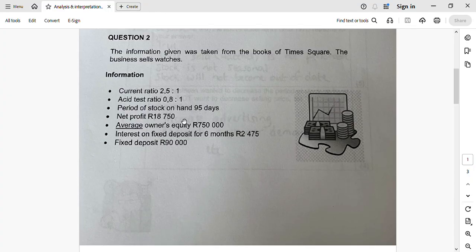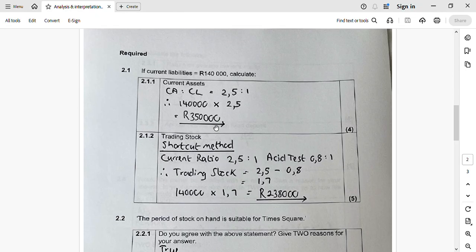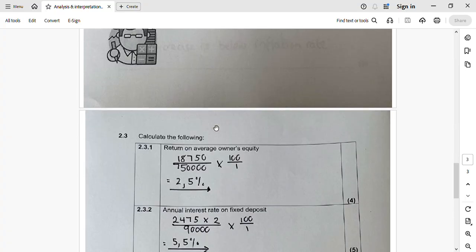They gave you a net profit of 18,750. They actually gave you average owner's equity. If they didn't, take the owner's equity at the beginning plus the end divided by 2. But this one we can just use the amount that they gave you. So you're going to take that net profit, you're going to divide by the average owner's equity, you get 2.5%.